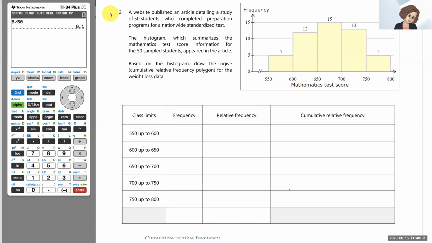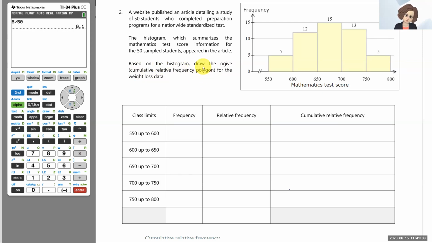Welcome. Let's take a look at our next example. A website published an article detailing a study of 50 students who completed preparation programs for a nationwide standardized test, and our histogram summarizes their math scores for a sample of 50 students. What we'll be doing is drawing the ogive, but now, rather than cumulative frequency, we're going to do a cumulative relative frequency polygon.